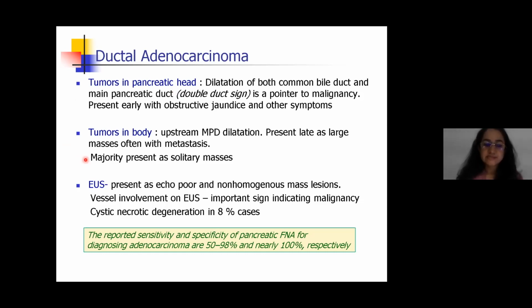Majority of these tumors present as solitary masses and on EUS are seen as echo-poor non-homogeneous mass lesions. Vessel involvement on EUS is a very important sign indicating malignancy and can help you in arriving at a diagnosis when you are stuck in some tough situation. The reported sensitivity of EUS-FNA for diagnosing pancreatic adenocarcinoma ranges from 50 to 98%, whereas the specificity can be as high as 100%.